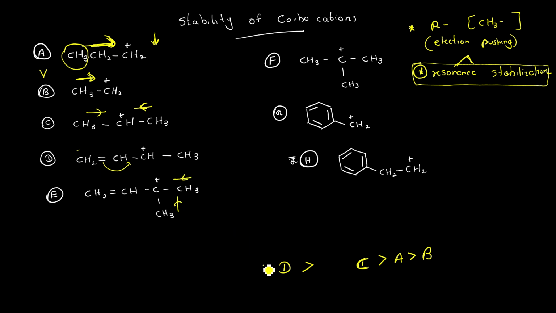So here I will put E on this position. Now we have F. You can see when it comes to the F, you don't see any kind of resonance structures. So there is no resonance stabilization. So definitely they will go below the E and D.